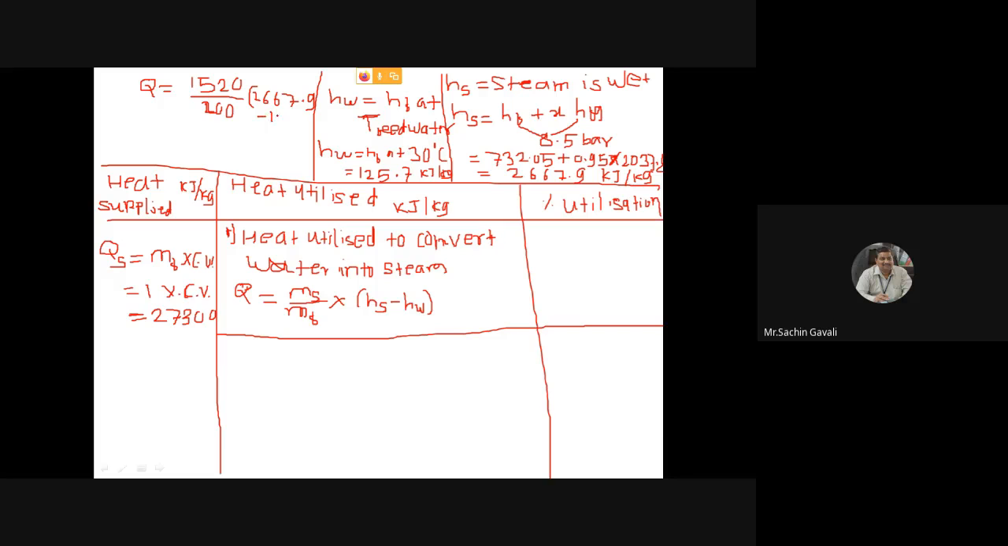ऑलरेडी वॉटरची एन्थॅल्पी तिथनं वजा करावं लागणार आपल्याला, 125.7. म्हणजे हीट युटिलाइज किती आली? Q is equal to heat utilized to convert water into steam. किती येते? Anybody? 1520 divide by 200 into 2667.9 minus 125.7.